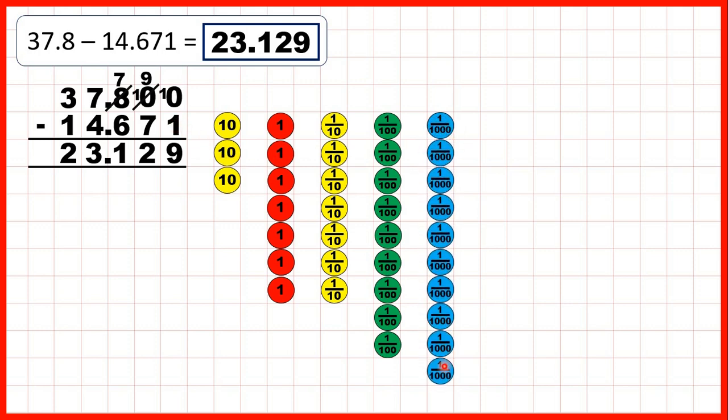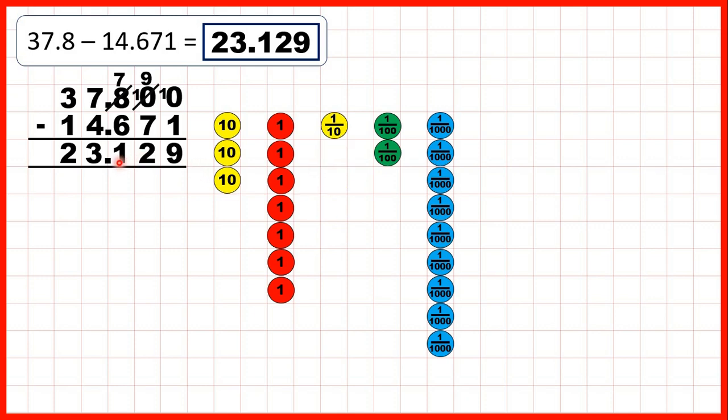So now we can take 1 thousandth away to leave us with 9 thousandths. Then we subtracted 7 hundredths, so if we take away 1, 2, 3, 4, 5, 6, 7 hundredths, that leaves us with 2 hundredths in our answer. Then we subtracted 6 tenths, to leave us with 1 tenth. We subtracted 4 ones to get 3 ones in our answer, and we subtracted 1 ten. So that gave us an answer of 23.129. So 2 tens, 3 ones, 1 tenth, 2 hundredths, and 9 thousandths.